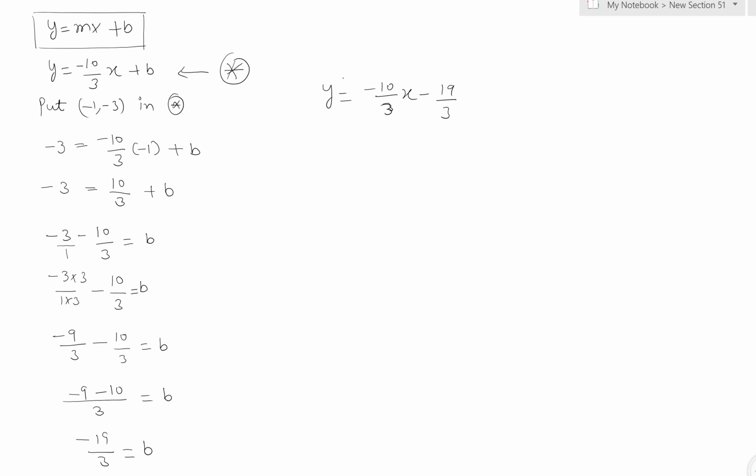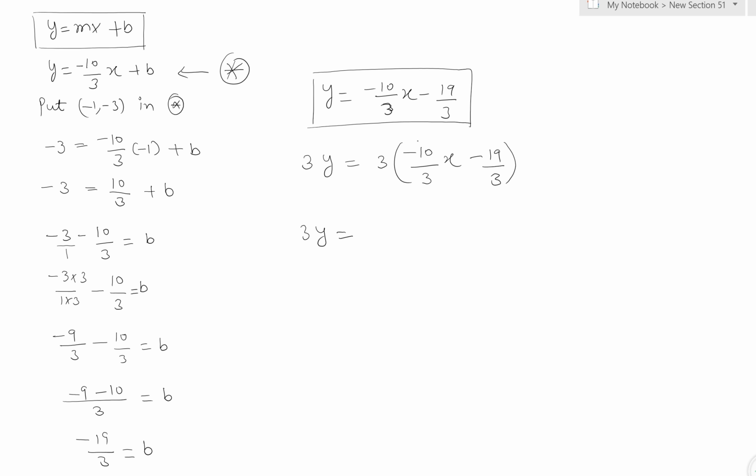And I can also write standard form. If they ask you to write standard form, this is slope intercept form. Standard form is you have to get rid of the 3 first. The bottom part is 3. Multiply both sides by 3. So we multiply 3 times the whole thing. This is extra that I'm doing. They didn't ask for standard or general form, but we're doing it.